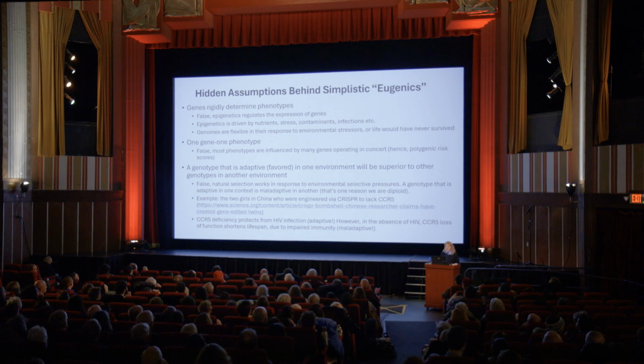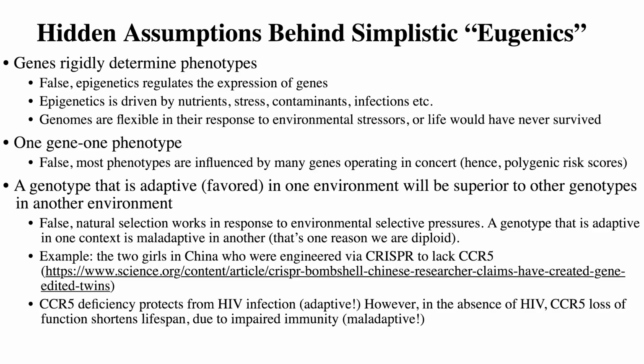Bear with me, please. So what are the main assumptions? The first assumption is that genes rigidly determine phenotypes. Phenotype is what you see. So if you have blue eyes, that's your phenotype. Genotype is what you don't see. That's in your cell. So, false. Epigenetics regulates the expression of genes, and in the last 30 years, we've learned a lot about epigenetics. Epigenetics is driven by nutrients, stress, contaminants, infections, etc., non-genetic, essentially. So genomes are flexible in their response to environmental stressors, or life would never have survived.